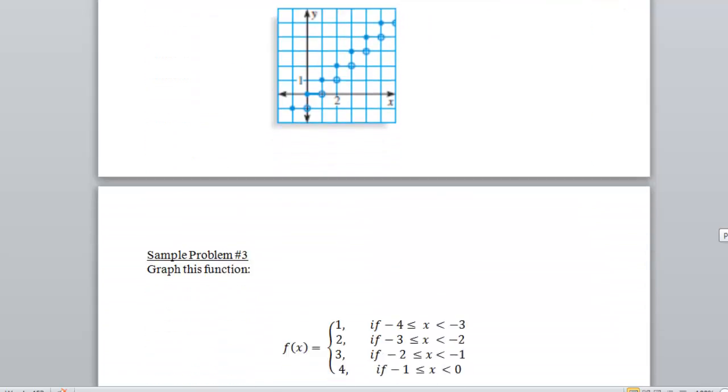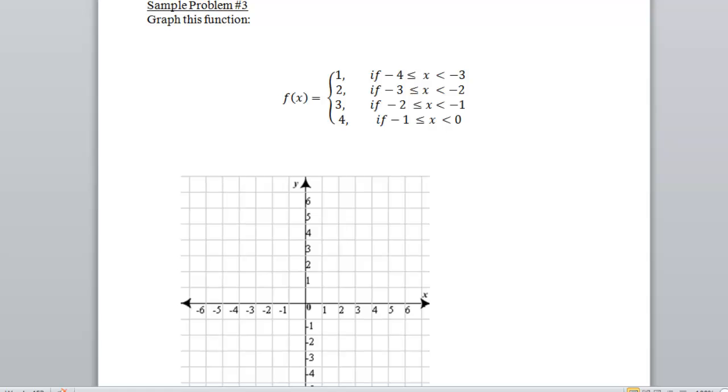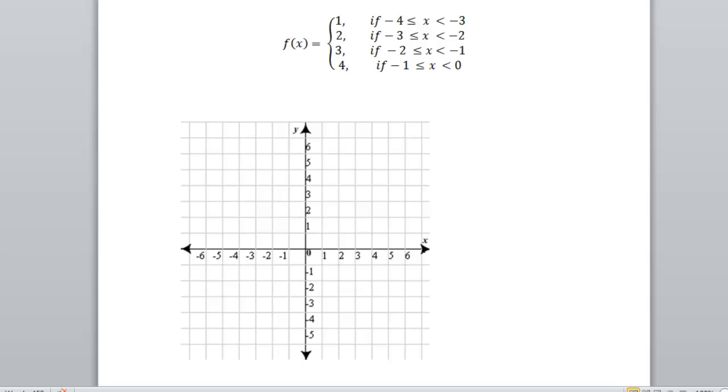So let's go ahead and go to our sample problem. Here you can see that we have another step function with different ranges for that. So go ahead and pause the video and try to work this sample problem. Go ahead and graph this step function for me.